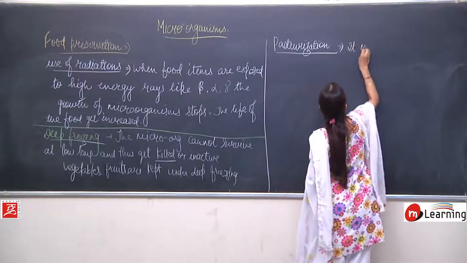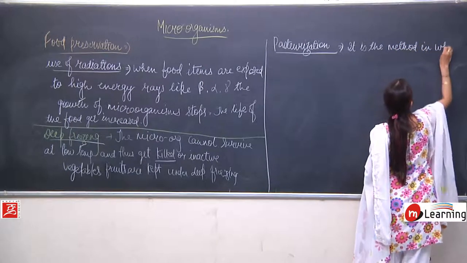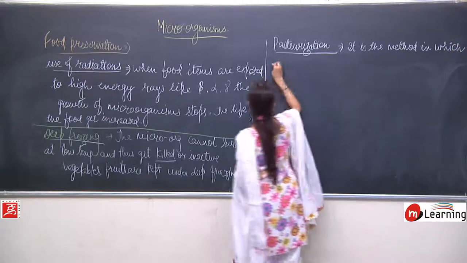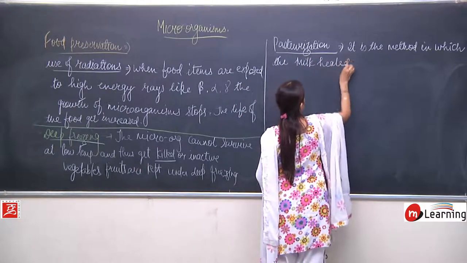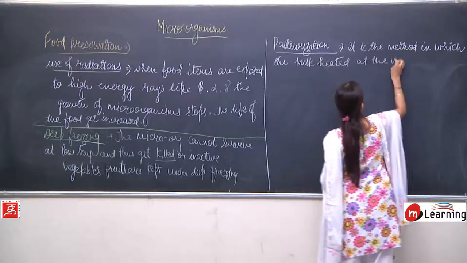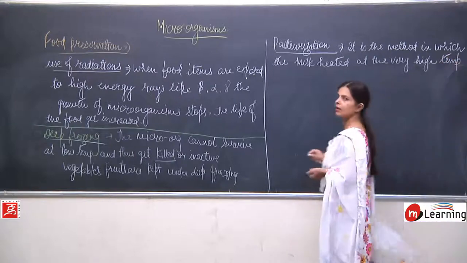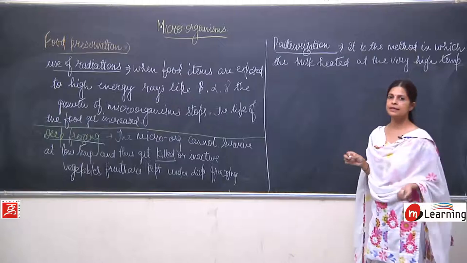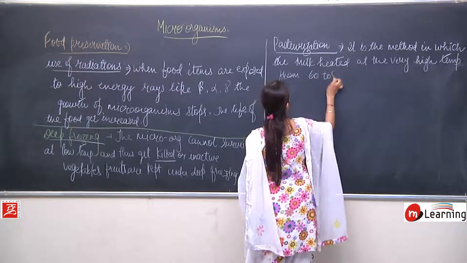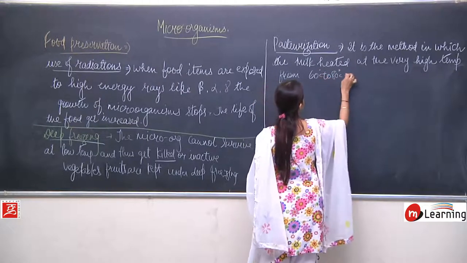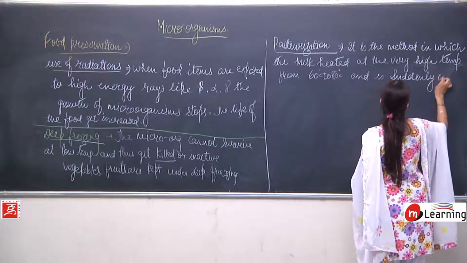It is the method in which the milk is heated at a very high temperature. It can vary from 60 to 80 degrees Celsius, and then it is suddenly cooled.